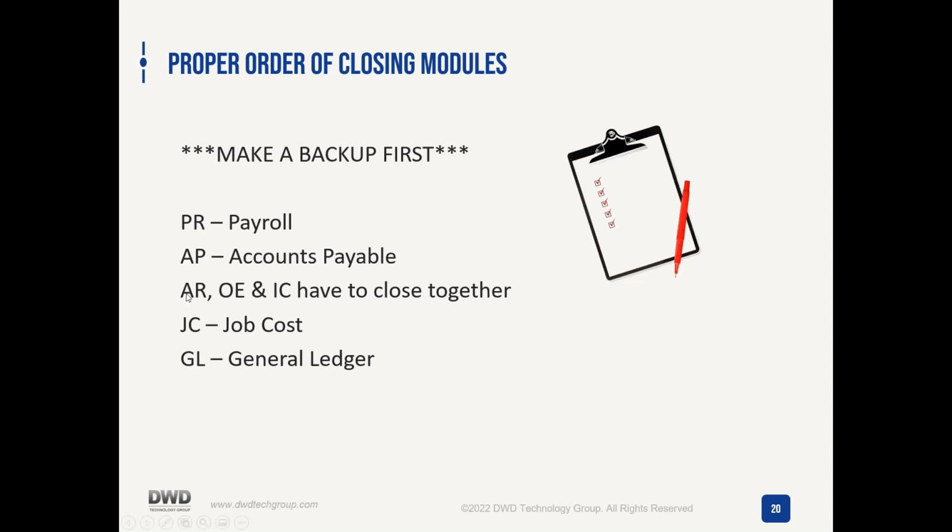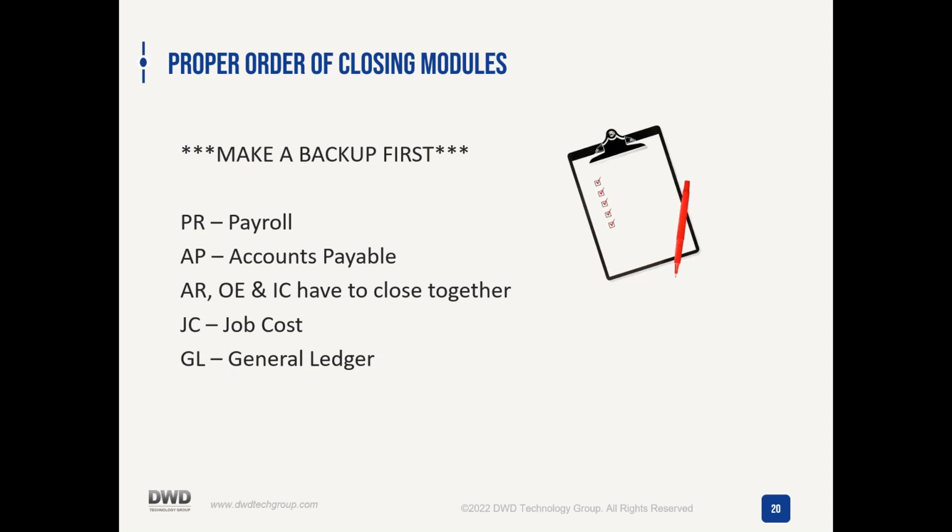We talk about AR, order entry, and inventory all closing together. We've got that nice way that we can facilitate that. If anybody's using job costs, you want to go ahead and get that closed. And we can then also close the general ledger as the last one. I have a comment here that I want to bring up since we're talking about that.